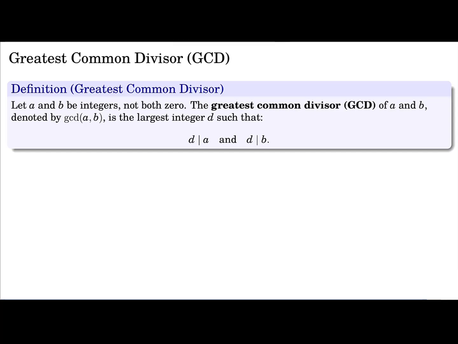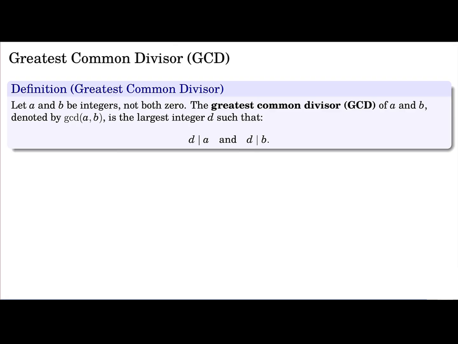Let a and b be integers, not both of them 0. Then the greatest common divisor of a and b, which we denote like this, and which we sometimes call the GCD of a and b, is the largest integer d that divides a and divides b. So we're looking for the largest number that divides both a and b.